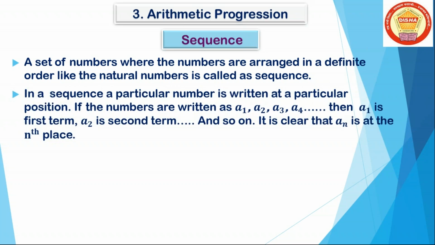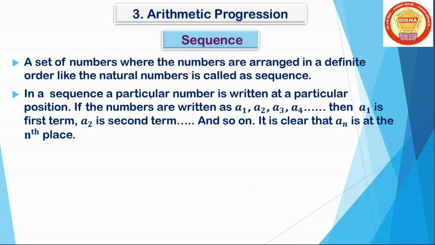In a sequence, a particular number is written at a particular position. If the numbers are written as A1, A2, A3, A4, then A1 is the first term, A2 is the second term, and so on. Then it is clear that An is at the nth place.